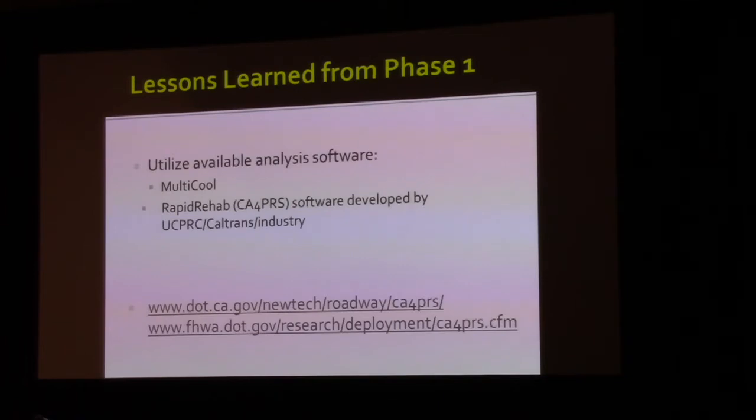And then we'll also talk about the technology and the software. Multi-Cool, Rapid Rehab, that's the software that was developed by UCPRC to really help take in all of those components of construction, the economic factors, everything, and your transportation plan, and put that out, evaluate different types of scenarios to figure out what's best for the project.